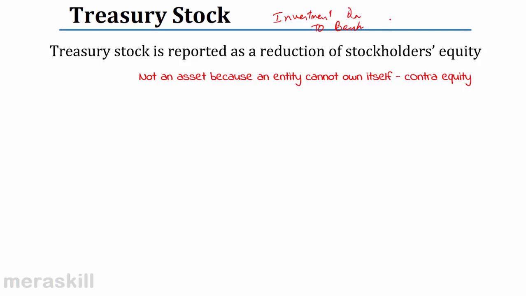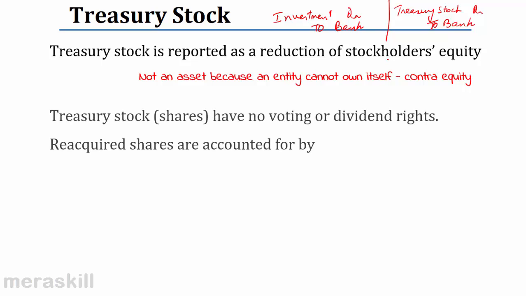Investment debit to bank. Now, when you are buying treasury stock, the entry is nothing but treasury stock debit to bank. So these are like assets in the sense you've bought an investment. But we don't really call it an asset. It's its own shares which it's bought back. It's a contra equity actually. So this is shown as a reduction from stockholders' equity and not as an asset on the asset side of the balance sheet.